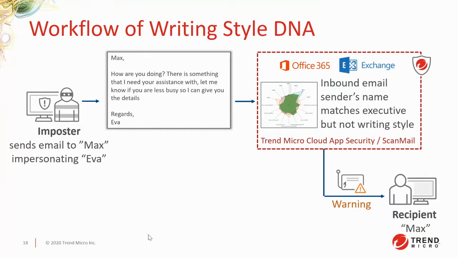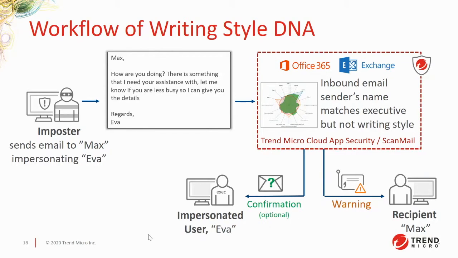When we scan all the incoming and outgoing email, we can send a customized warning to the recipient, Max, to make sure that this email is coming from the real Eva. We can also send a confirmation message to Eva, as an option, to ensure that someone is trying to send email to your contacts impersonating your identity. Also, the security admin will be notified through the console or through different notification ways, through email as well.